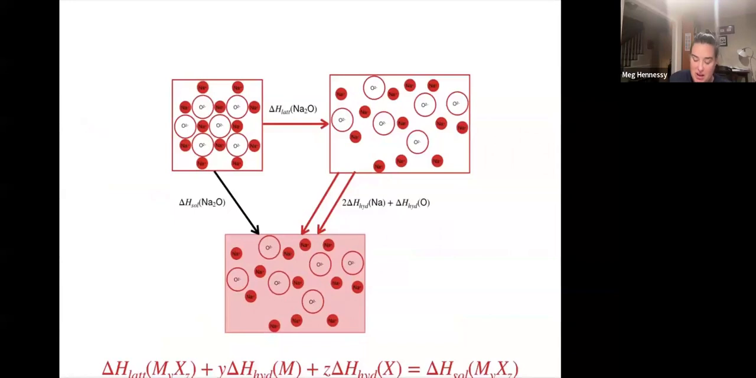What I hope that you saw us doing was thinking about the lattice, thinking about the gas phase ions, and thinking about the aqueous ions. And one more time, we were trying to solve for this enthalpy change. And we did it by noticing the relationship that the delta H of solution was equal to the delta H of lattice plus the delta H's of hydration.